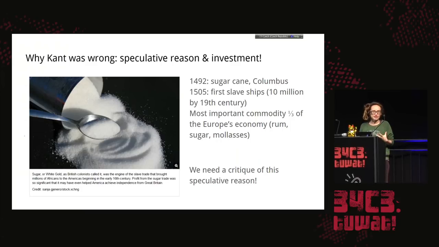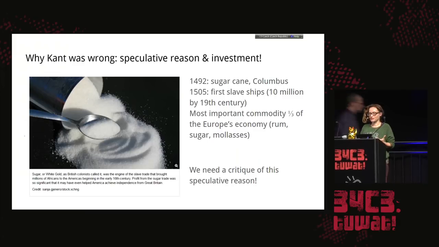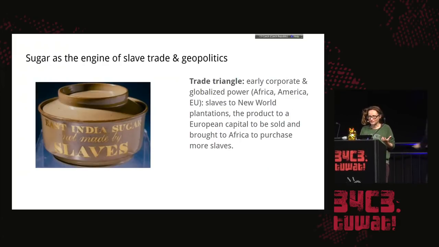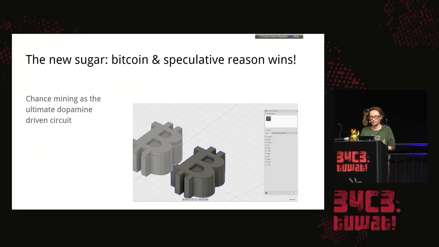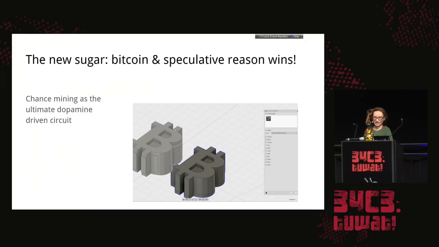Anyway. It created the biggest demographic changes in the world. And I think we need basically a critique of the speculative reason. So it's also, sugar is an interesting example of post-scarcity. Basically from something that was a luxury product, it became a cheap addiction. So what is the new sugar? It's the Bitcoin. Okay, well yeah.